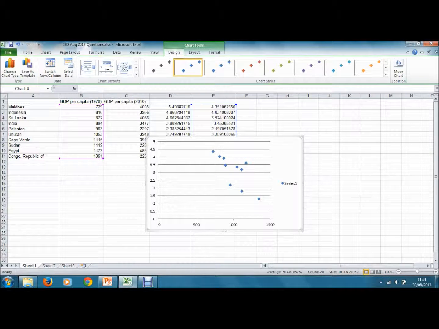We can see from this that there is in fact a clear negative relationship between growth rates and GDP per capita in 1970 for this particular sample of data.